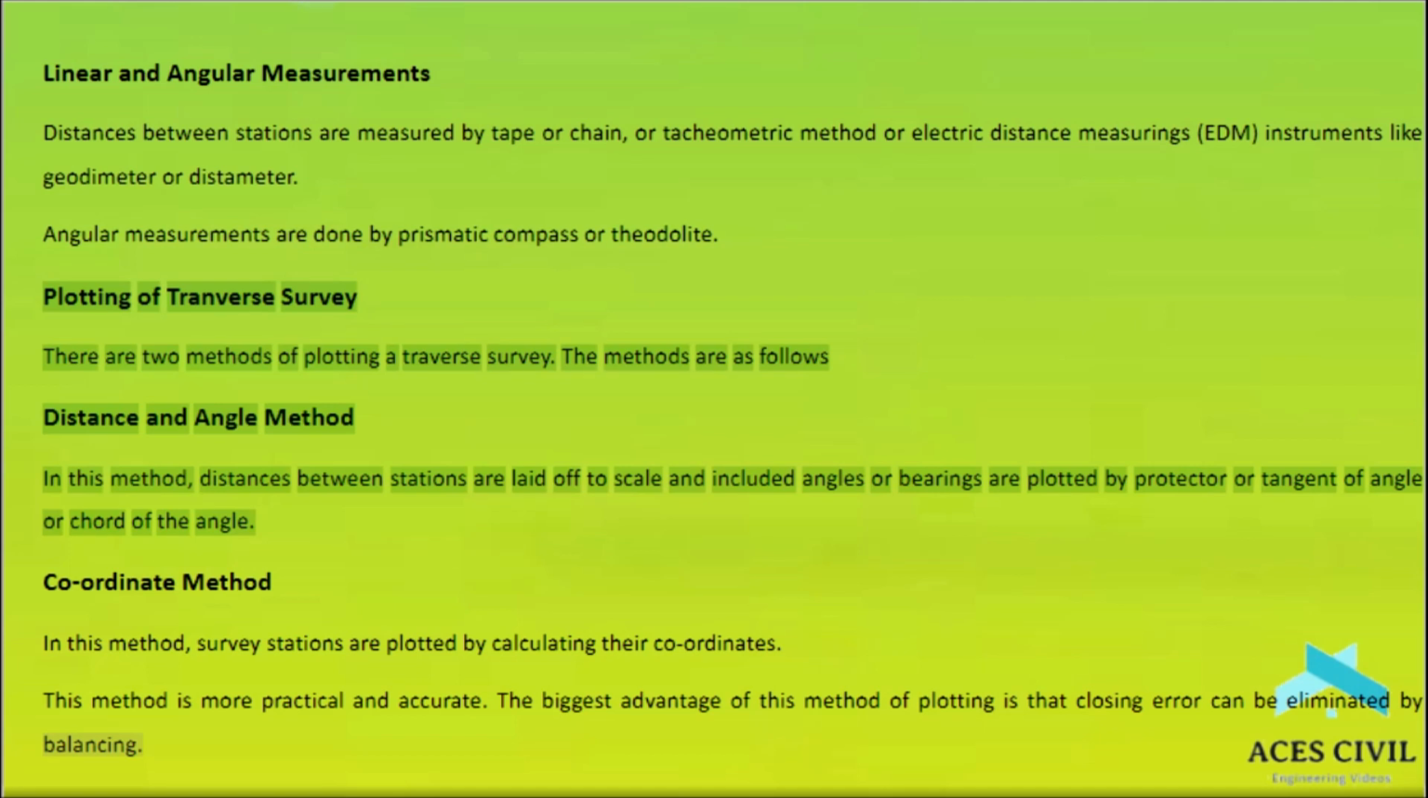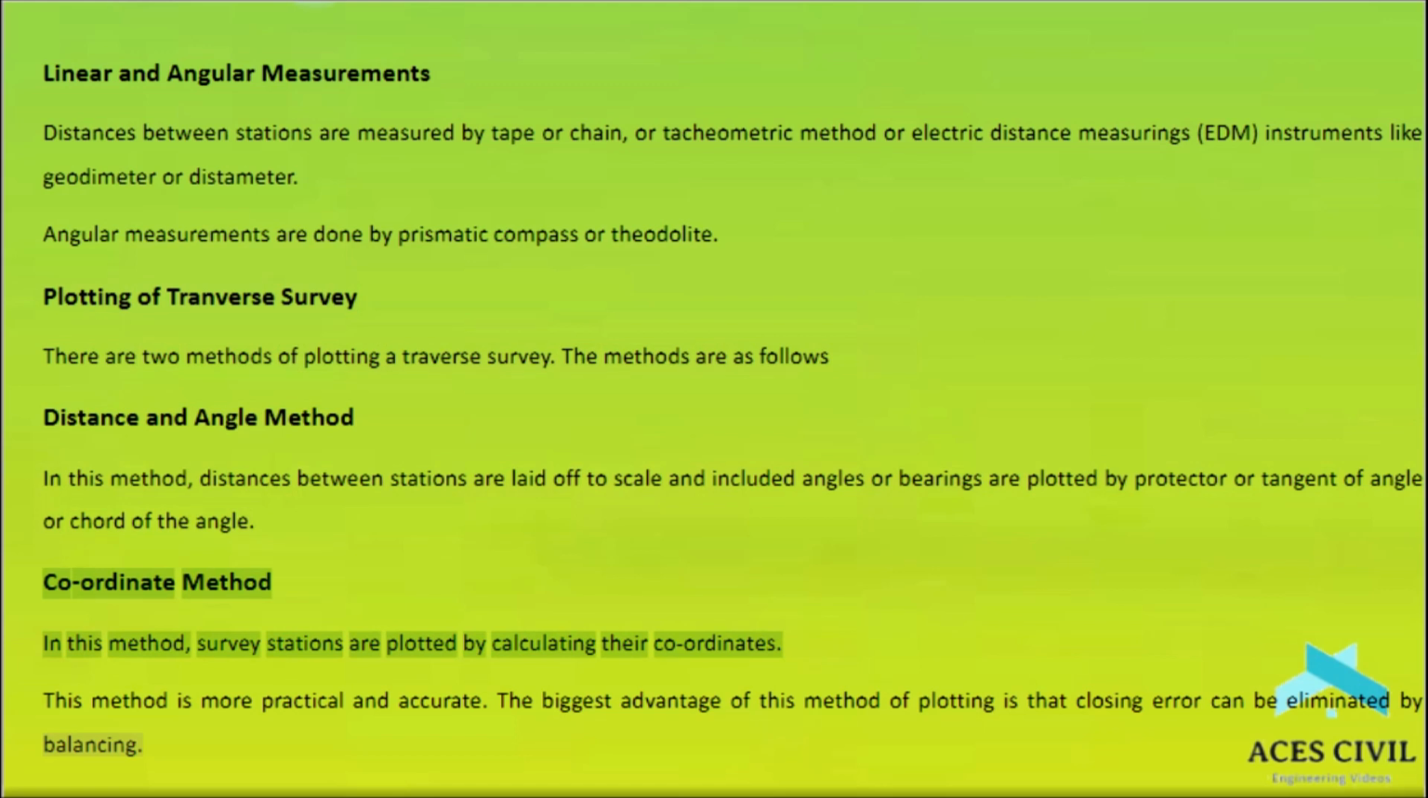Plotting of traverse survey. There are two methods of plotting a traverse survey. The methods are as follows: distance and angle method. In this method, distances between stations are laid off to scale and included angles or bearings are plotted by protractor or tangent of angle or chord of the angle.